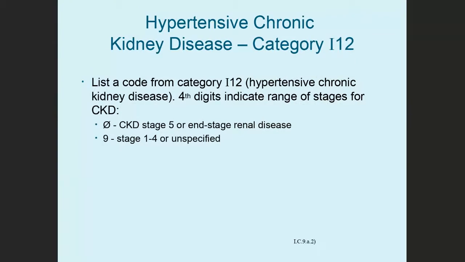So the additional digits in category I12 indicate a range of stages. It's not a specific stage, but it's a range of stages. Fourth digit 0 means it's chronic kidney disease stage 5 or end-stage renal disease. Final digit 9 is stage 1 through 4 or unspecified.